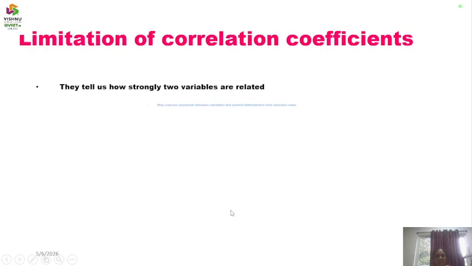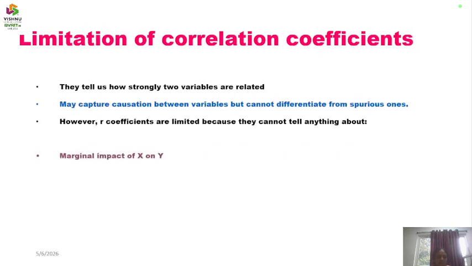And limitations of correlation coefficients. They tell us how strongly two variables are related and may capture causation between them. That's what the previous slide shows, but they cannot differentiate spurious ones. Coefficients of correlation are limited because they cannot tell anything about the marginal impact of x and y, or the direction of causation when present.